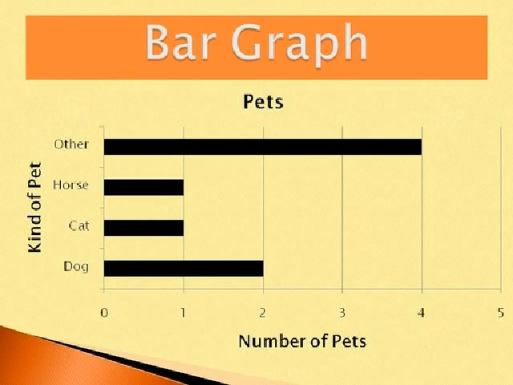Bar graphs let us easily compare the number of a certain object. For example, my friend Sarah has 1 dog. I have 1 dog too. My friend Katie has a cat, but no dog. Some other people have other pets. We can graph this information to see it more easily.